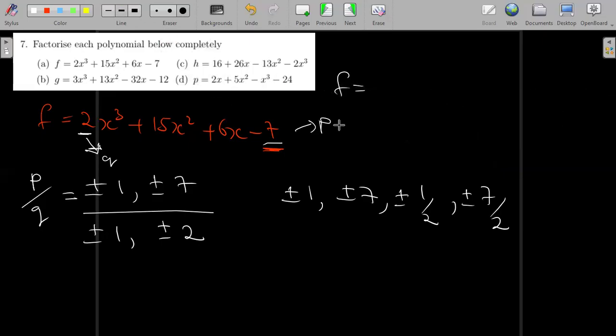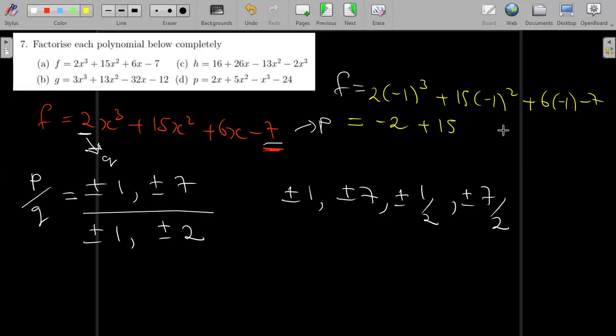Since I've tried 1 and it failed, I'll use -1. So we're saying x equals -1. So I have 2(-1) cubed plus 15(-1) squared, then plus 6(-1), then you have -7. So this gives you what? This here will give you -2, since you're raising to an odd power, so the negative sign will still be there. So this will be -2. This gives me a positive 15. Then what do the rest give me? I'll get a -6 there, -7.